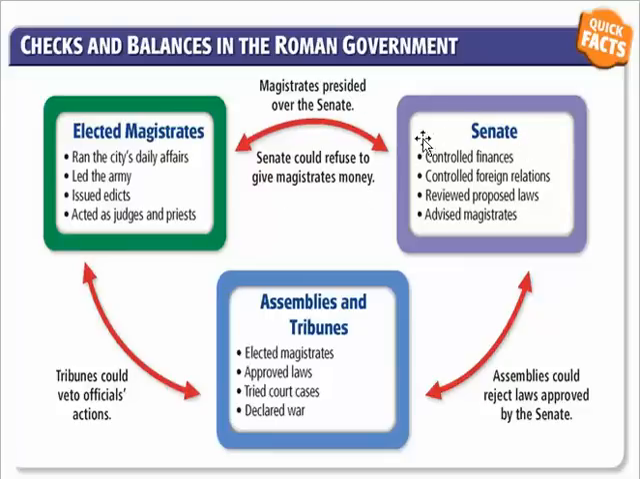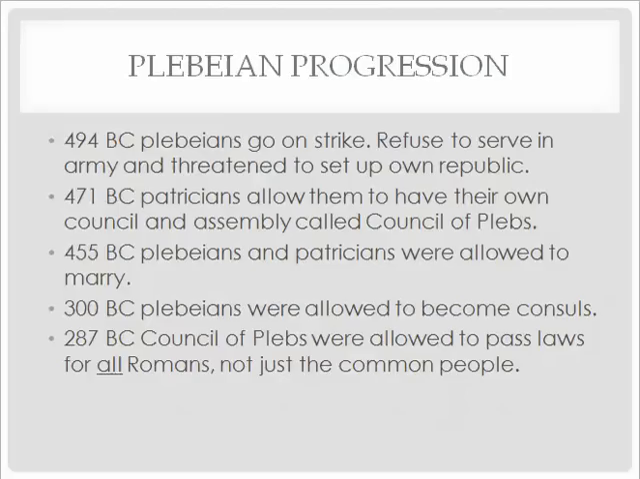So the Senate was originally supposed to counsel with the magistrates, but eventually the senators got more powerful, and then they started controlling finances, controlled foreign relations, reviewed proposed laws, and advised magistrates. Assemblies could reject laws approved by the Senate. Now, the assemblies and tribunes elected magistrates, approved laws, tried court cases and declared war. So, as you can see, these three things are trying to check each other to make sure one doesn't get more powerful than the other.